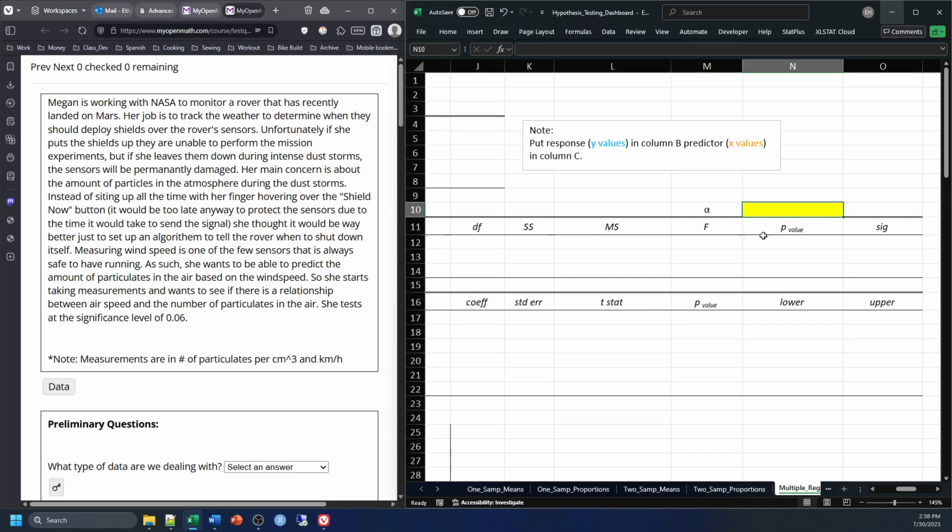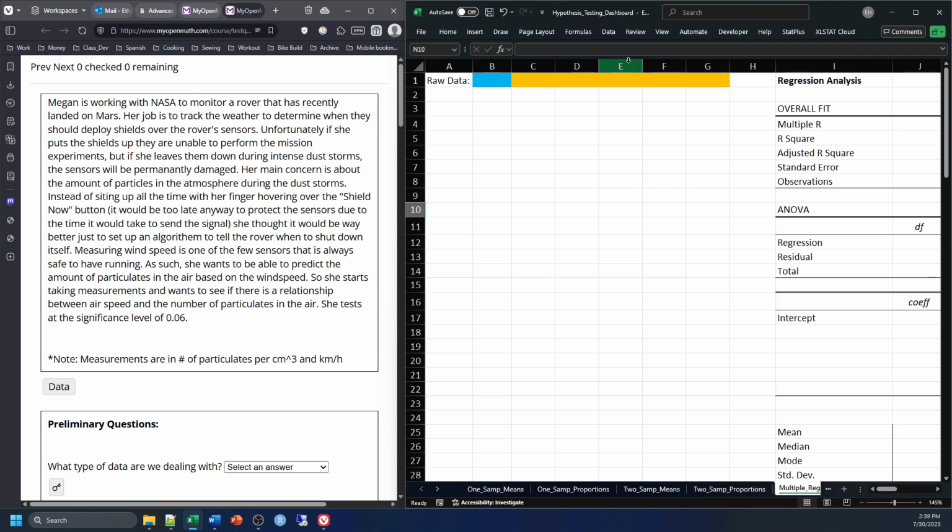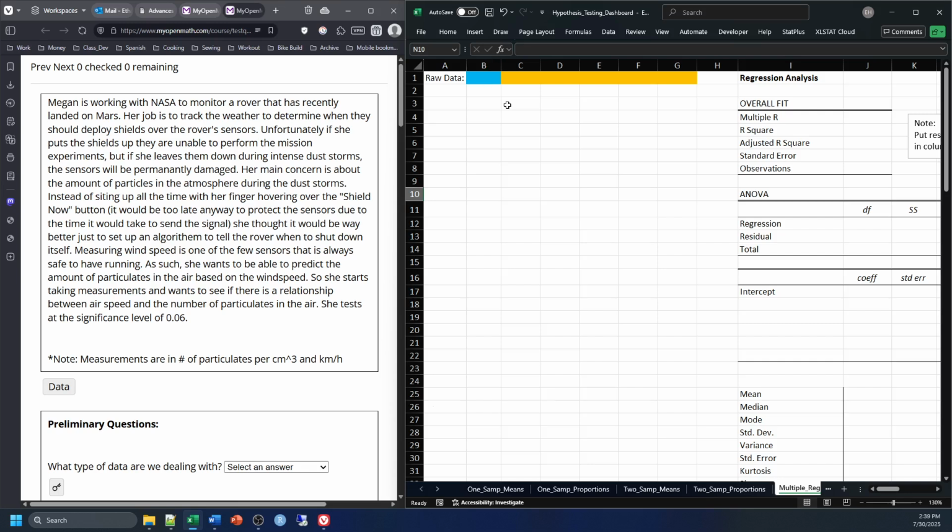Okay, so the first thing we want to do is open our hypothesis testing dashboard and go to the multiple regression, because we use this both for single and multiple regression. Just real quick, whatever we want to predict goes in our blue column, and whatever we are using to make the predictions goes into our orange columns. Sometimes, depending on how the data is given to you, you need to switch the order. So let's read our scenario.